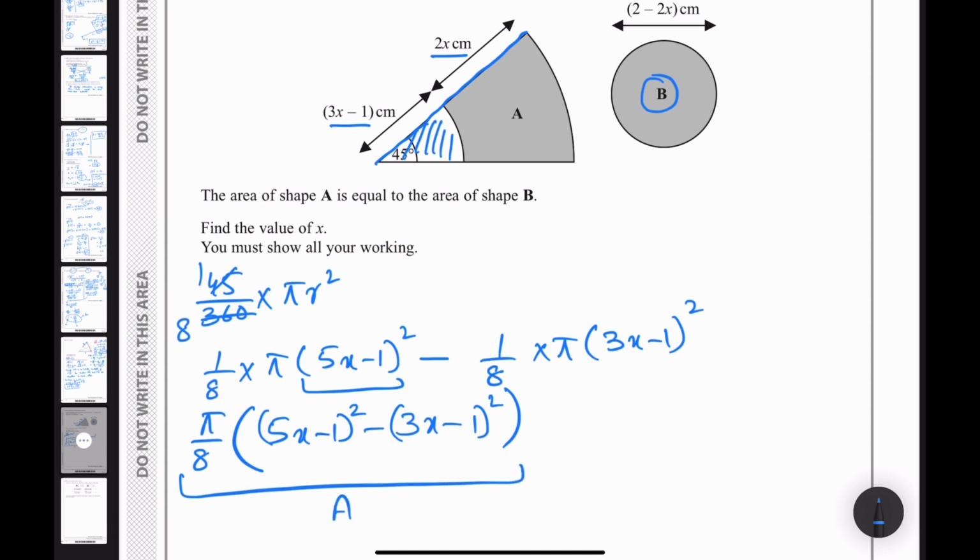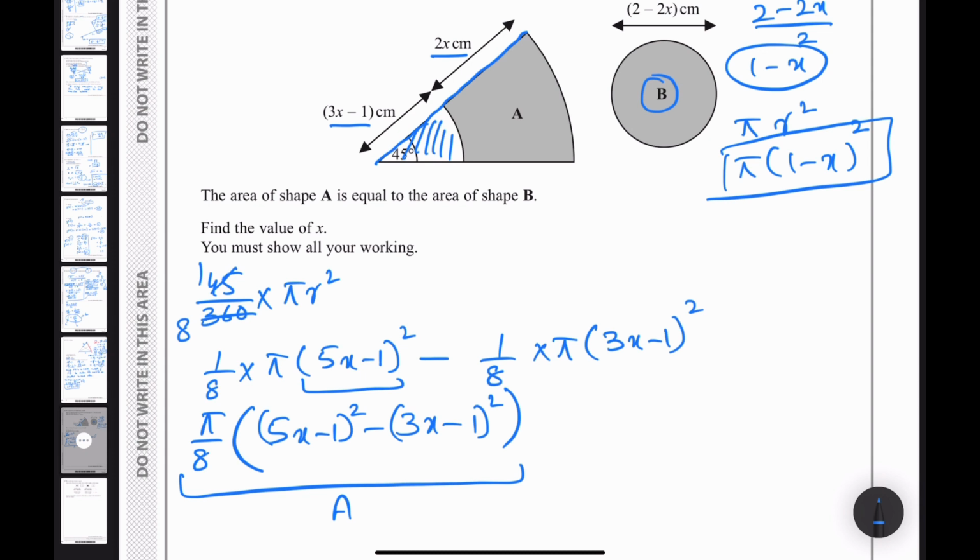Okay, let's solve it. But before that, let's find out the area of B. So that's the diameter, so the radius will become half of it. It'll become like 1 minus x. That's the radius. So it'll be like pi r square, so pi times 1 minus x square. That is the area of this circle. That is the area of B. So we have to put them equal to each other.